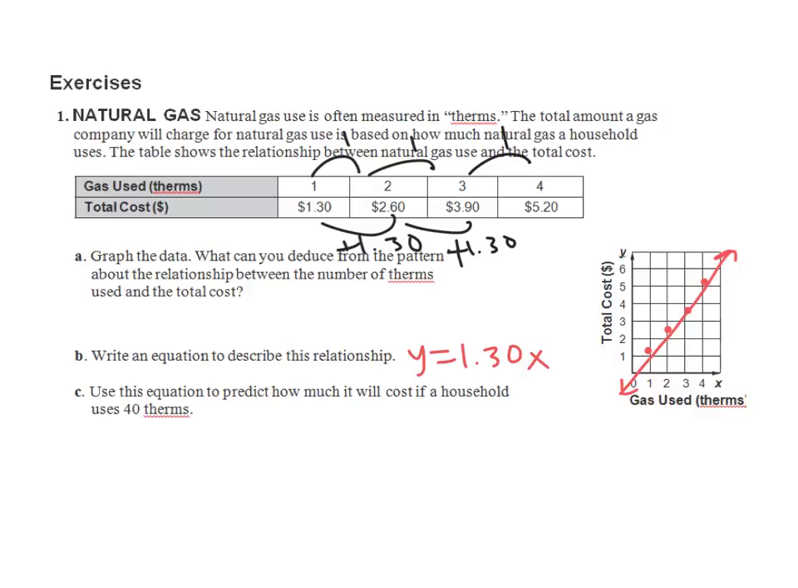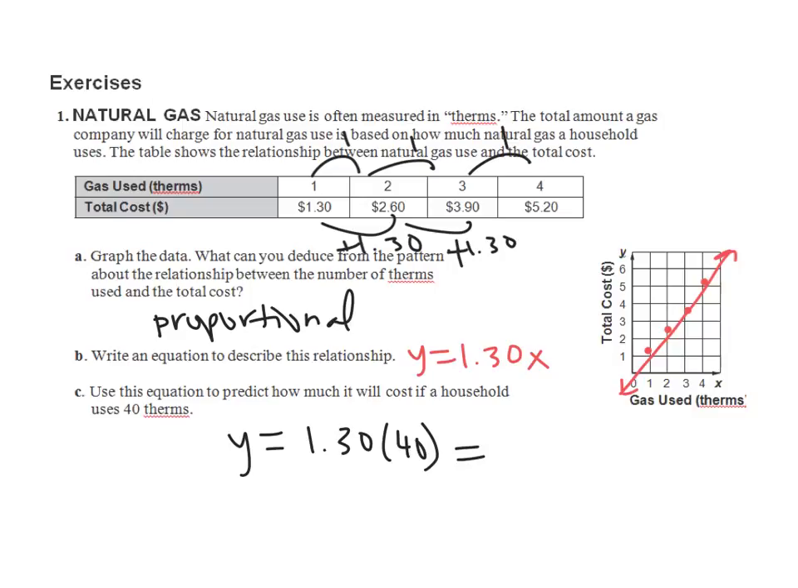Use this equation to predict how much it will cost if a household uses 40 therms. Well, this would be y equals 130 times 40. And again, I'll write proportional under part A. And my answer here would be $52. So again, this was just practice on proportional relationships.